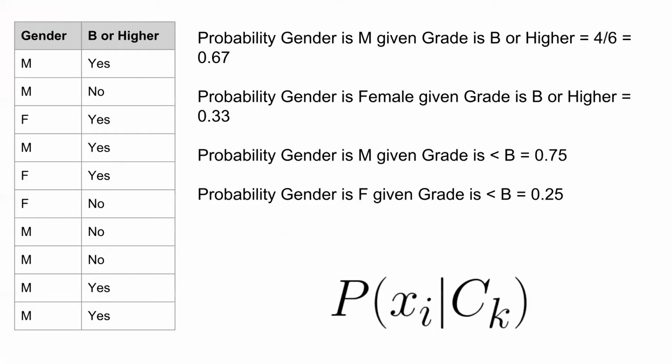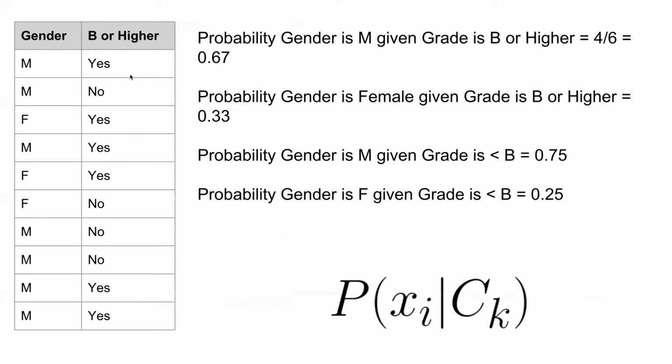Sorry, this is wrong. There are 6 yeses. Sometimes I do this backwards. There are 6 yeses, of which 4 of them are males. So the probability that it's a male given that the grade is B or higher is 67%. Probability gender is female given grade is B or higher, that's 2 out of the 6. Then you look at the negative case and you find the probability that gender is male given the grade is less than B is 0.75. And the probability gender is female given the grade is less than B is 0.25.